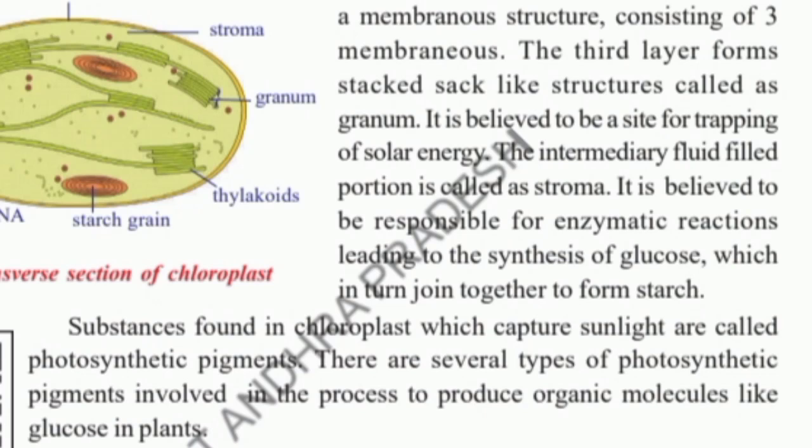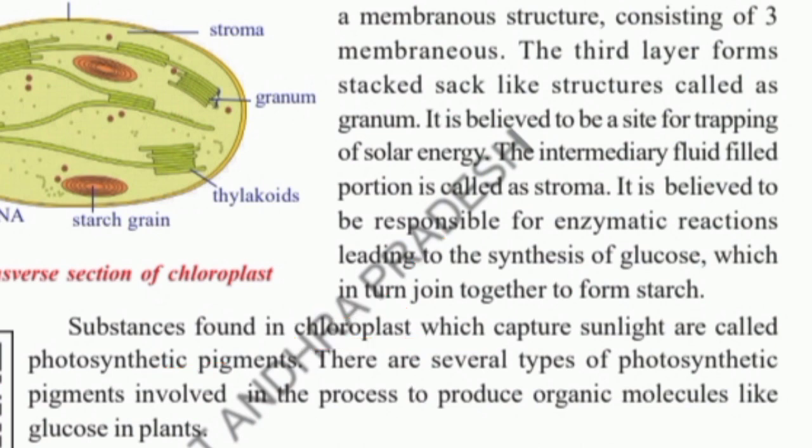Substances found in the chloroplast which capture sunlight are called photosynthetic pigments. Not only chlorophyll is present, but also the other pigments we talked about: anthocyanin, carotenes, carotenoids, xanthophylls. They are also present in the chloroplast along with the chlorophyll, but they mask the color of the chlorophyll. That is why the leaf or tree appears purple or red, etc. But they are also present in the chloroplast.